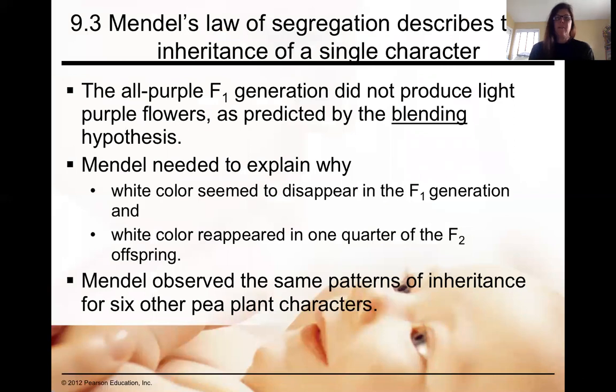So we got all purple in the F1. We didn't get the blending. The blending theory would have meant that if you did a purple with a white, you would have gotten something in the middle, like a light purple flower. And that's not what we got. We got that true purple, and then we explained how the white reappeared in the F2 generation. So he did this with all the other characteristics and found the same thing. All of those crosses ended up with 100% of the dominant trait in the F1. The F2s all had a 3-to-1 ratio.